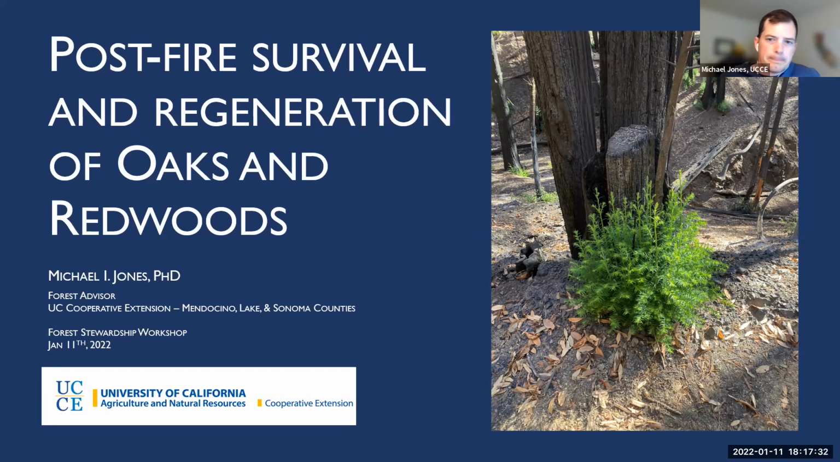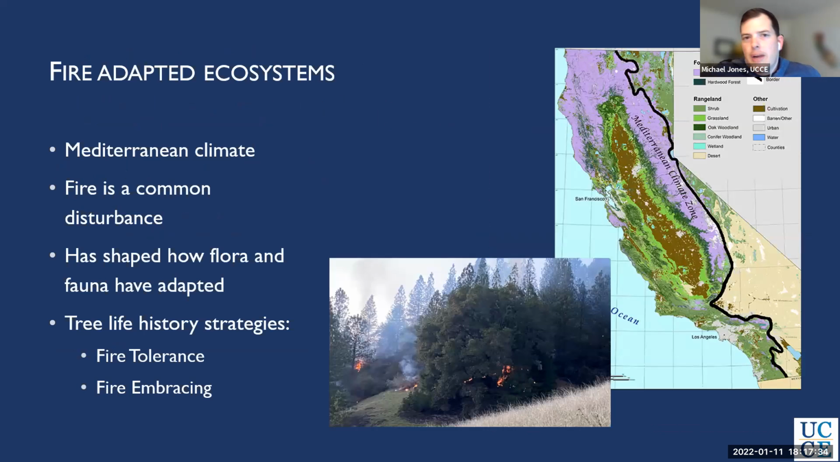I'm not going to spend a lot of time on this, but I think it's really important to set up this conversation because fire is an important part of these ecosystems. It's a common disturbance. We live in a Mediterranean climate where fire has been around for hundreds of thousands of years. It's shaped the flora and fauna, and the trees have developed these life history strategies, and I'm going to collectively call them fire tolerance and fire embracing. This is really important in this conversation because you'll see the differences in the way the trees respond to fire and how that affects your management decisions and maybe what your goals and objectives are after fire.